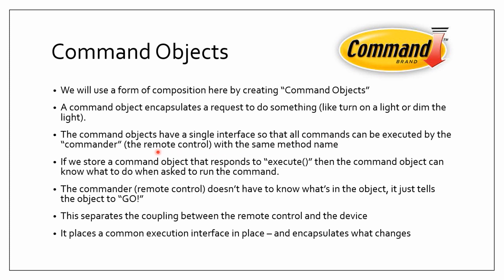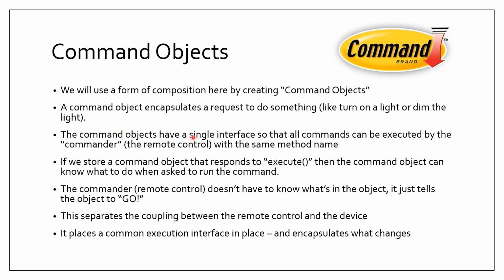In our situation, the commander is the remote control or the person pressing the button. The command object is going to have a single method in its interface called execute. And it's inside this execute method that we will place the light object or the TV object. Inside the execute method is where we will do the unique code. The remote control won't have to know anything about what's inside the execute code.